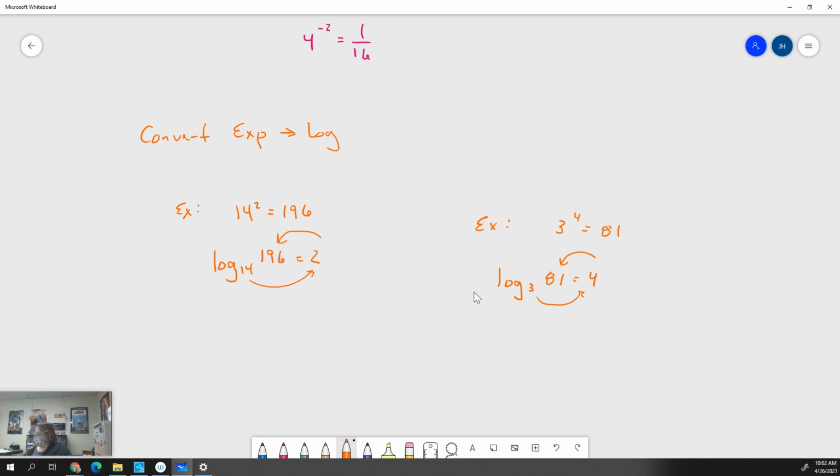Do one more. 2 to the -3 equals 1/8. Well, we want to convert that. We're going to get first, which is log base 2. Last is 1/8. Middle, -3. 2 to the -3 equals 1/8.